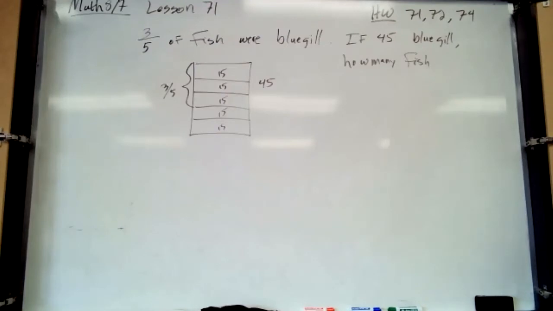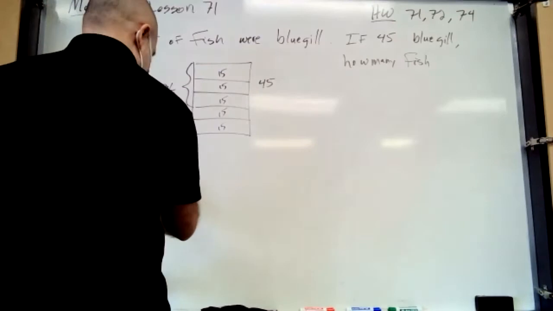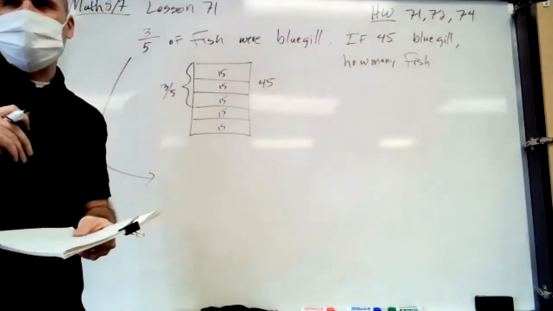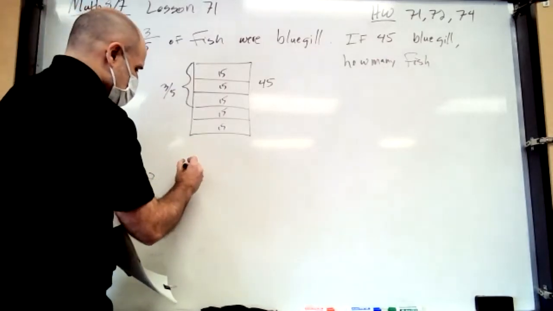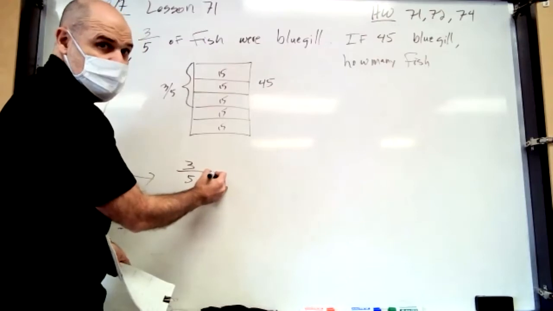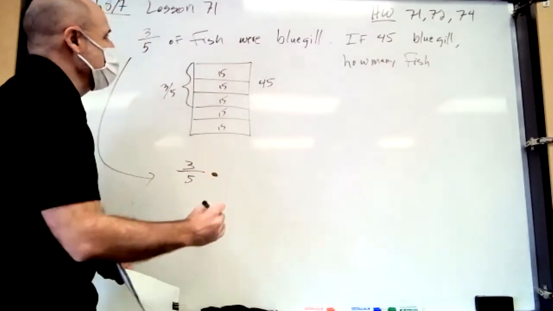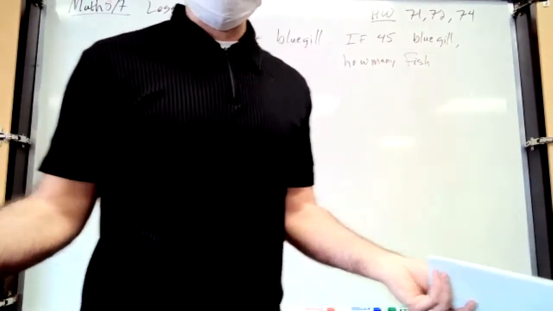But I'd do it a different way. So I just start translating. I don't like English, so I'm gonna get it out of English as soon as I can. 3/5 is 3/5. How do you say of in math? Multiplication. How do you say fish? Well, we don't know, right? So I'm going to say F.